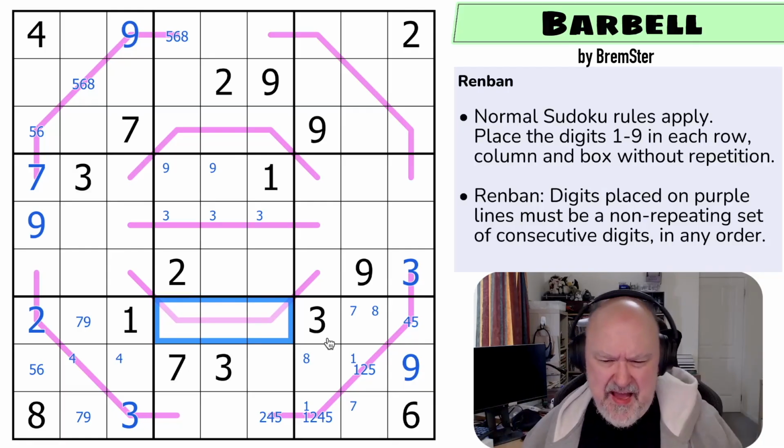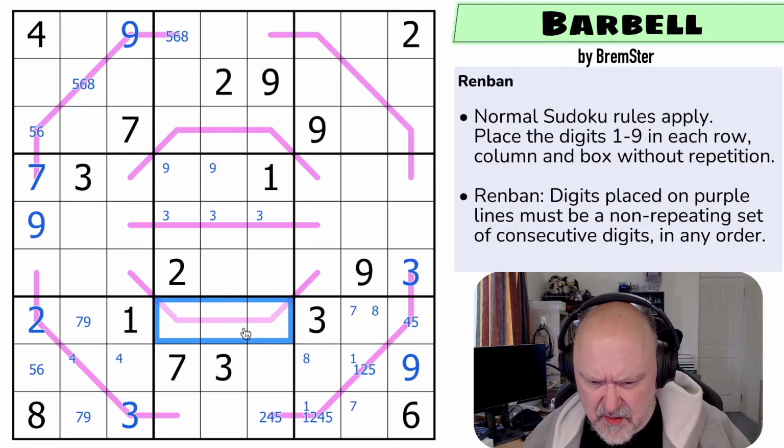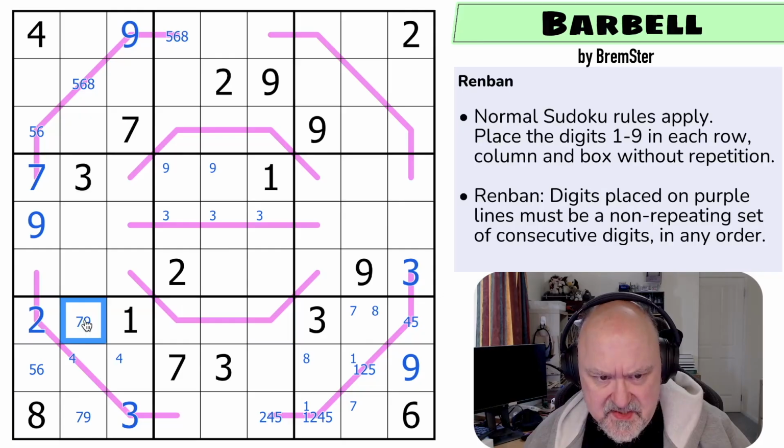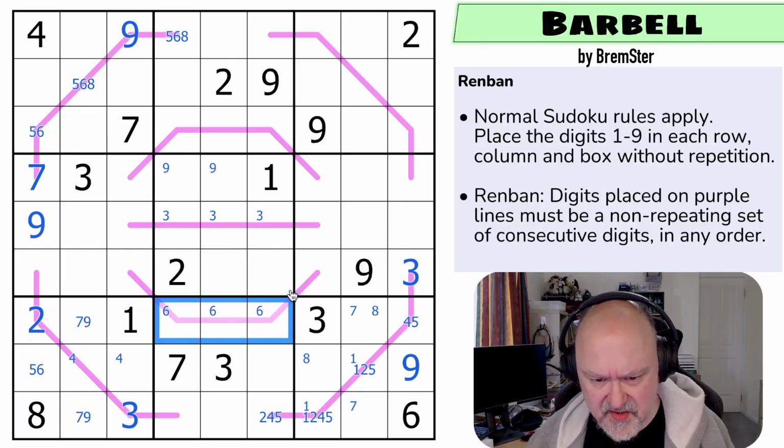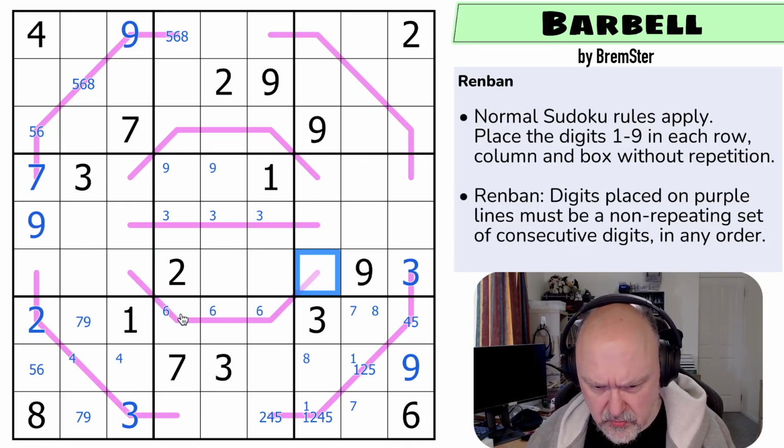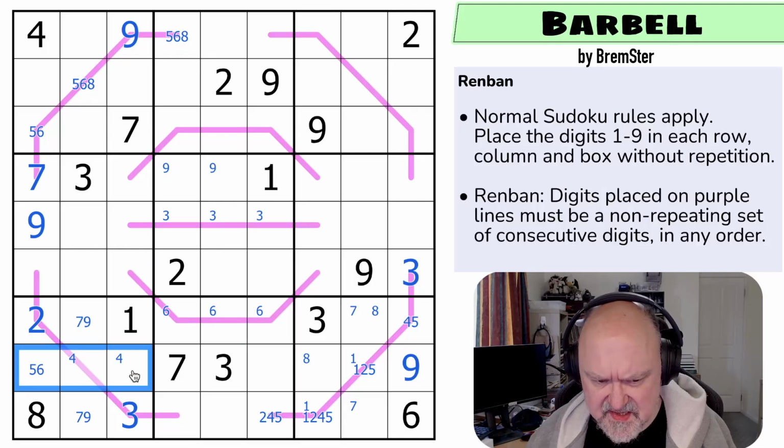Hang on, there's got to be a high digit in here, doesn't there? There's got to be a 6 on this at least. Because where's 6 in this row? I can't put 6 here because this is a 7, 9 pair. There must be a 6 on this. So there's no 1 on this at all. Six is down here with the 4.